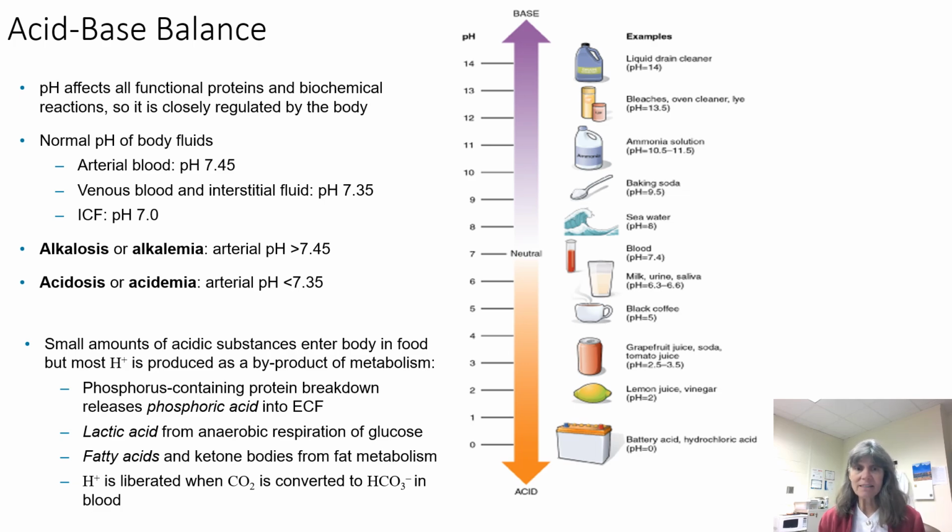And small amounts of acidic substances enter our body in food, but most hydrogen ions are produced as a byproduct of metabolism. There are phosphorus-containing proteins that when they break down, they release phosphoric acid into the extracellular fluid. We know that lactic acid can form from anaerobic respiration of glucose. Fatty acids and ketone bodies can be formed from fat metabolism, and hydrogen ions are liberated when carbon dioxide is converted to bicarbonate in the blood.